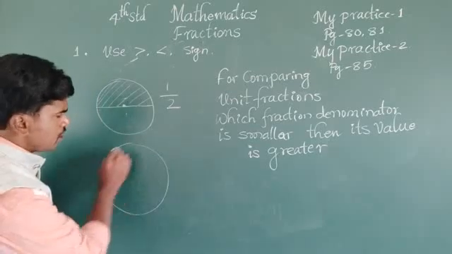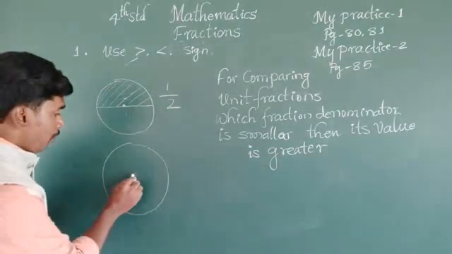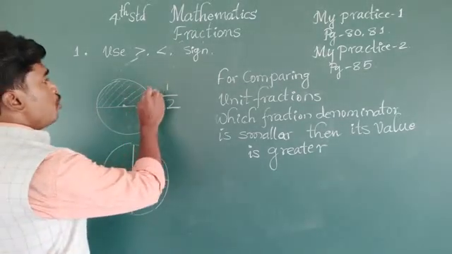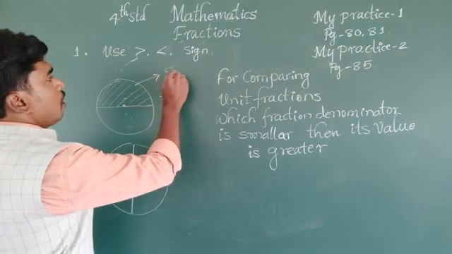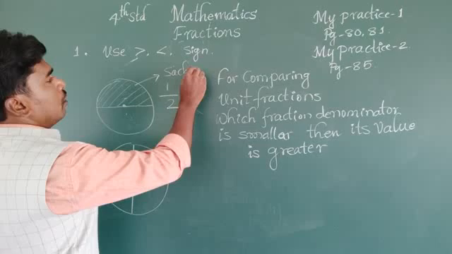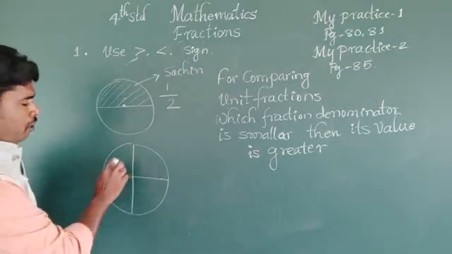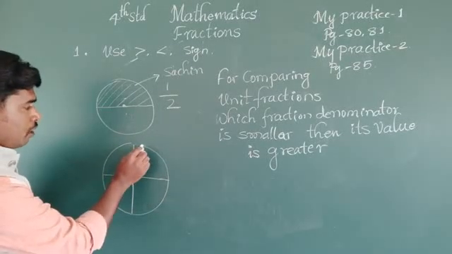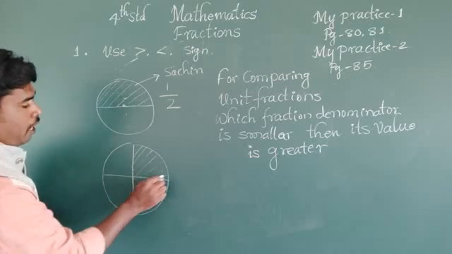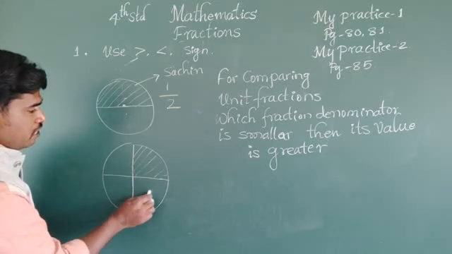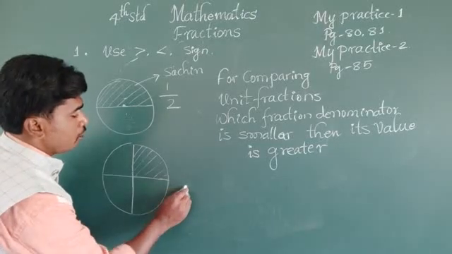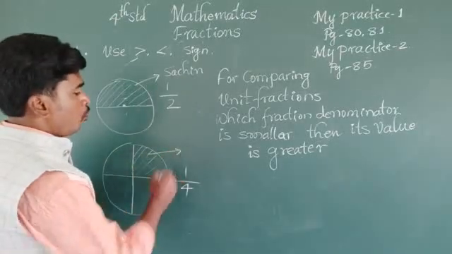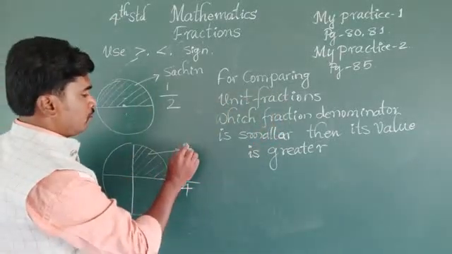Now, again the same size of chapati, I am going to make 4 equal parts. Here I am going to give this part to Sachin. And here I have made another chapati into 4 equal parts. This is 1 part, this is another part, this is the 3rd part, it is the 4th part. So 4 parts are there, 1 part I have taken. This one I am going to give to Virat.